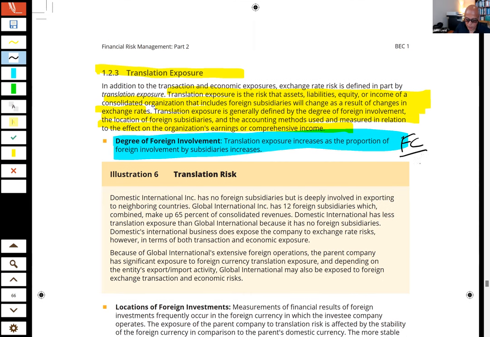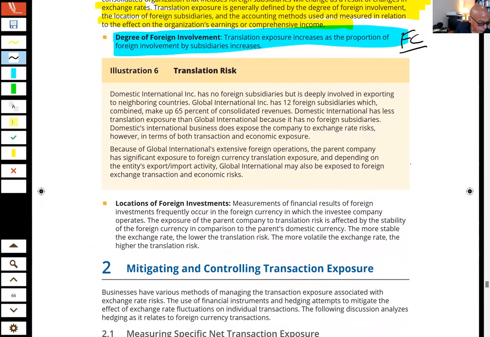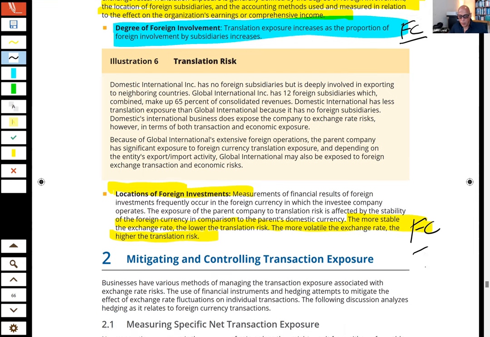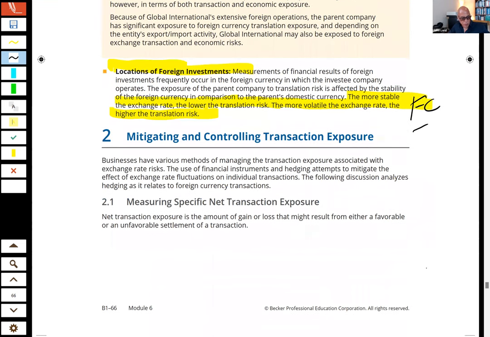Now, when we look at location of foreign investments, of course, the more stable the exchange rate in wherever our foreign investments are, the lower the translation risk. The more volatile the exchange rate, the higher. So it's both the volume, but also the volatility as to the different foreign entities we're investing in. Okay, so a lot of definitions there, guys.